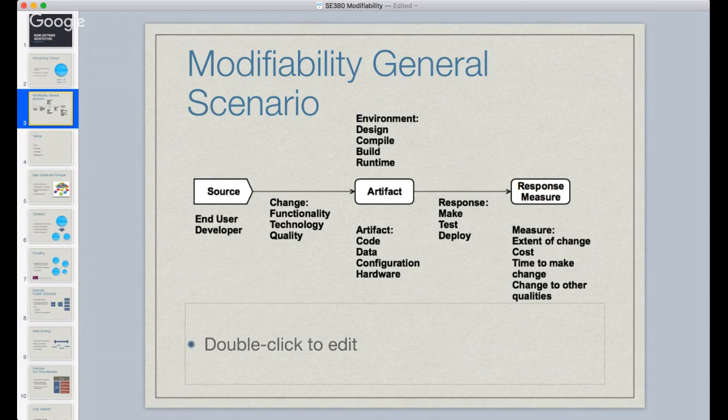And what we're changing is code. It can be data, in other words, the initial set of data. It might be configuration files. It might be hardware. Those are the artifacts we're actually changing. And what we're going to spend a lot of time talking about is what happens in the environment. In other words, is it at design time we're making the change? Is it at compile time we make the change? At build time? At runtime? Maybe even during runtime, from event to event, we may be modifying the system.